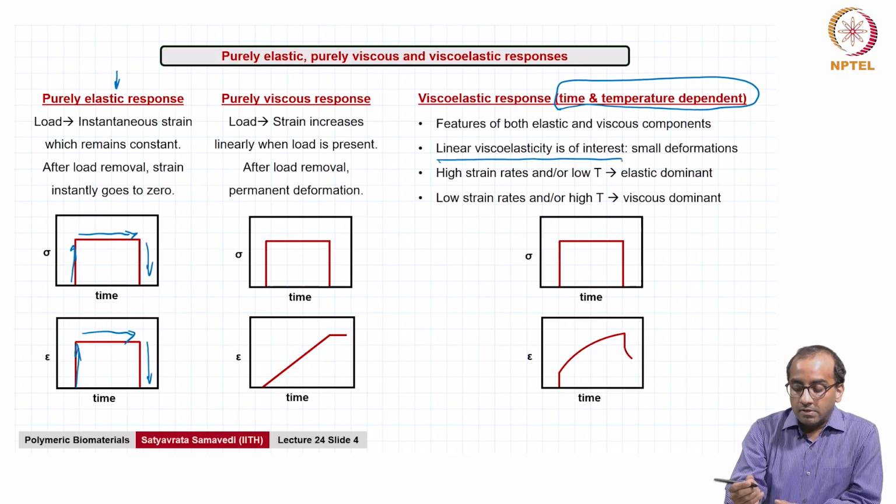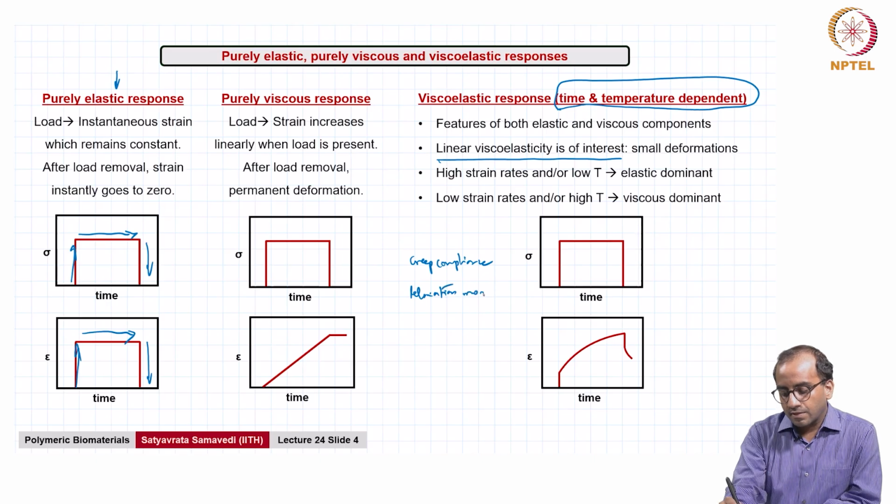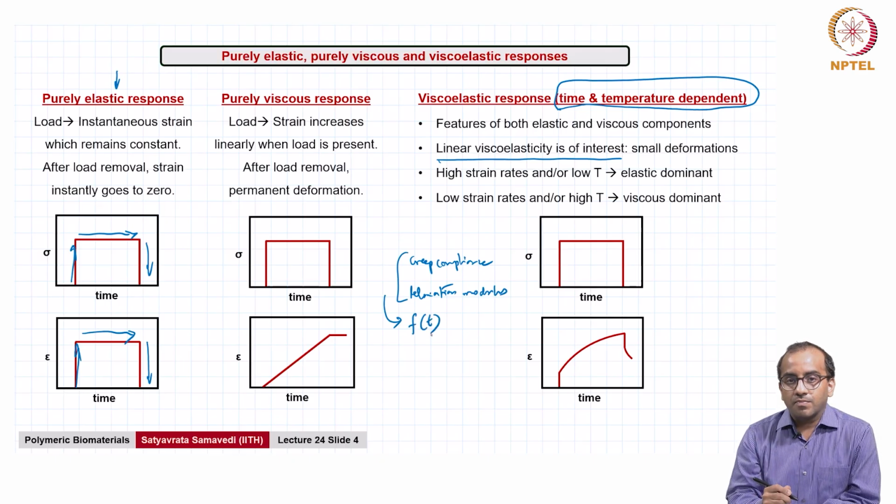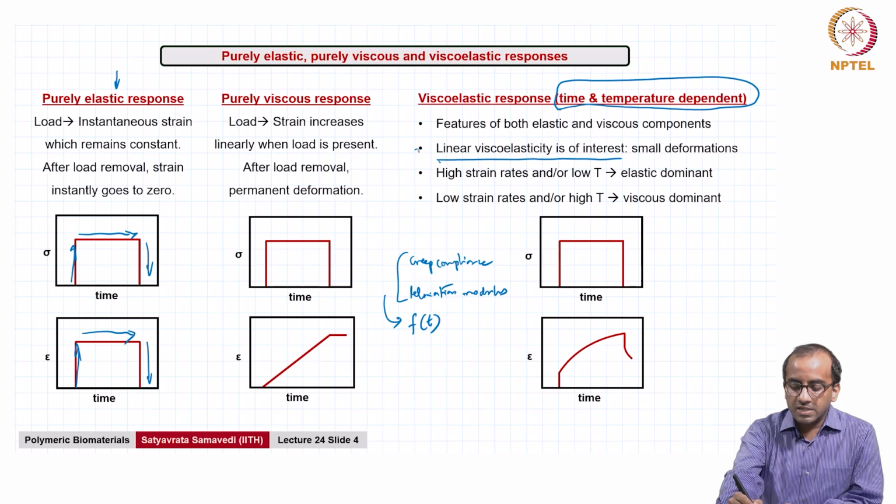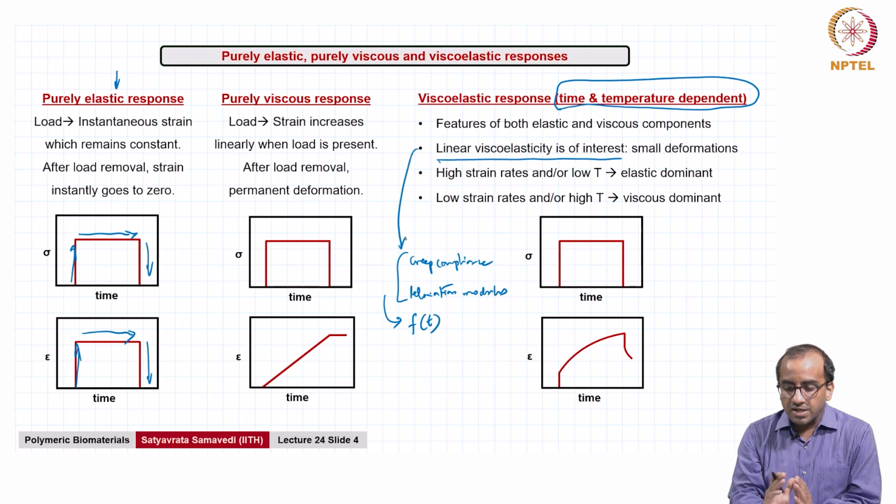As we will see later, we will talk about properties such as creep compliance and relaxation modulus, both of which for linear viscoelastic responses will be a function only of time. It will not matter what the constant stress or the constant strain is, the history does not matter, these properties will only be a function of time. So these are some assumptions we have made when we say we are looking at linear viscoelasticity, which is what we are going to look at in this lecture.